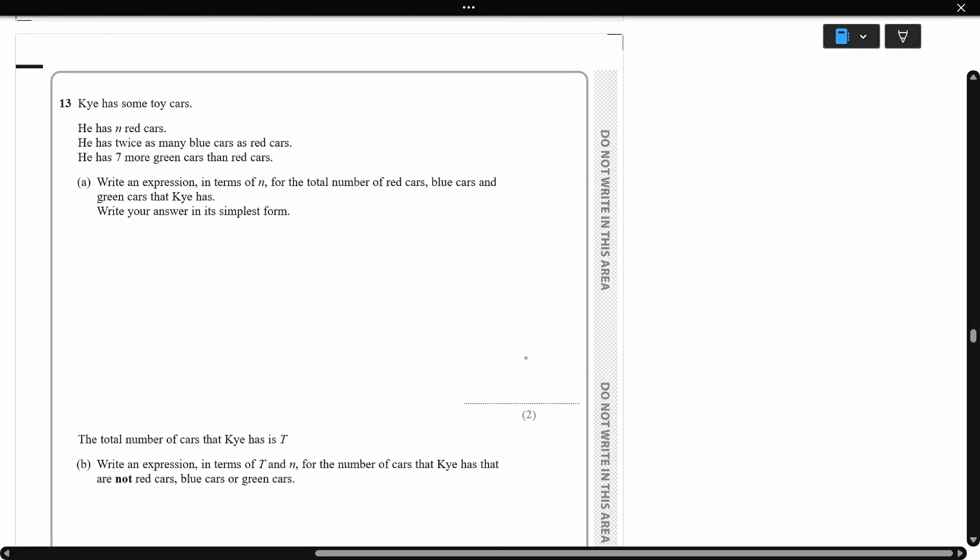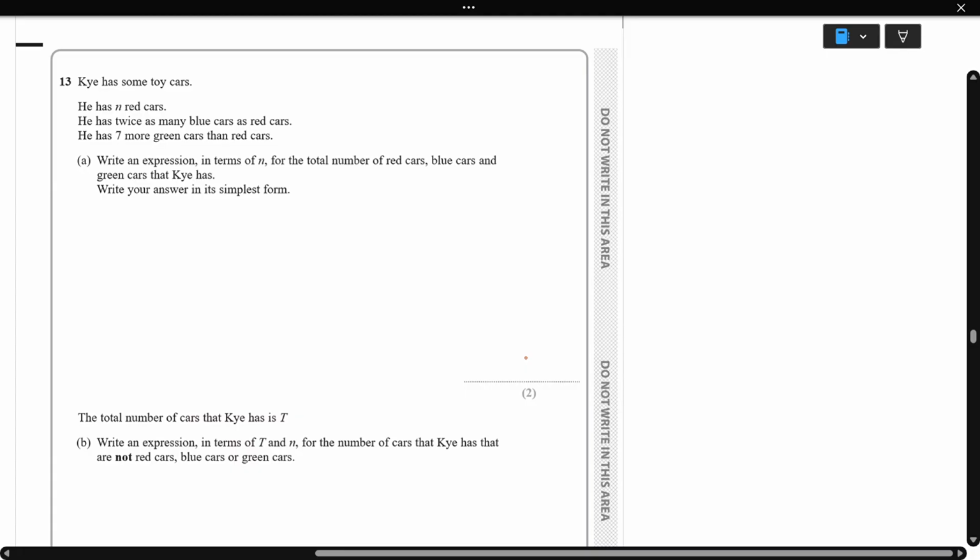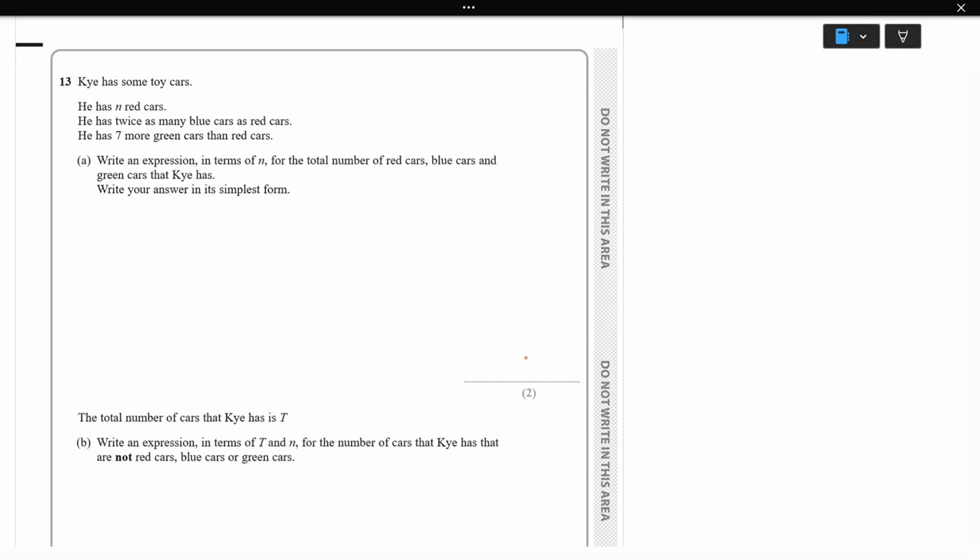Next, question 13. Kai has some toy cars. He has n red cars. He has twice as many blue cars as red cars. So this is n red cars. So red is going to be n, and blue is going to be twice as many, so 2n. He has 7 more green cars than red cars. So green equals 7 more than red, so n plus 7.